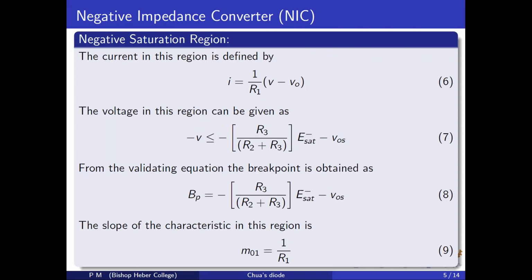Negative saturation region. The current in this region is defined by I is equal to 1 by R1 into V minus V out. The voltage in this region can be given as V less than or equal to minus R3 divided by R2 plus R3 into negative E saturation minus V offset. From the validating equation, the breakpoint is obtained as BP is equal to minus R3 divided by R2 plus R3 into negative E saturation minus offset. The slope of the characteristics in this region is M01 is equal to 1 by R1.